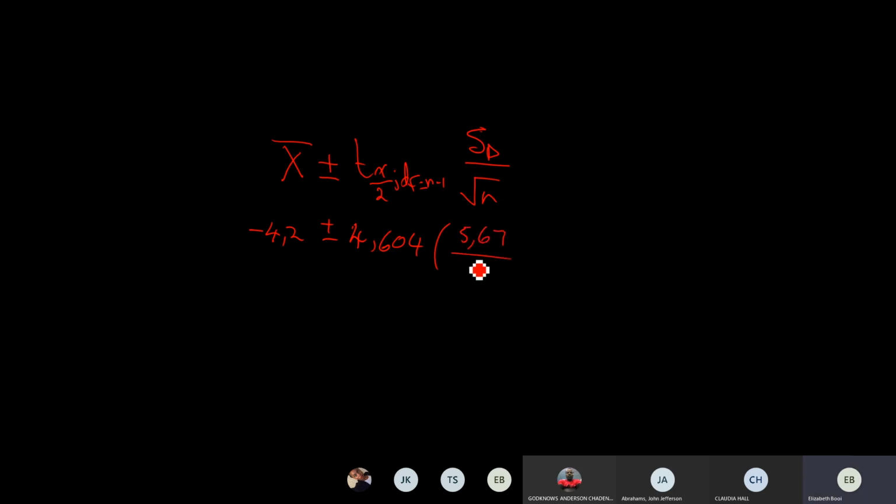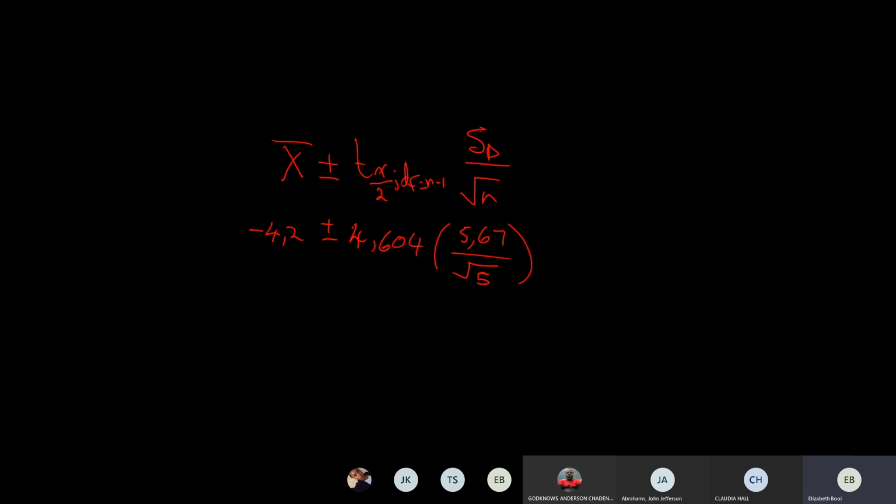I'm going to go black screen so I can write on the screen. We know the formula. It asks for the mean difference plus or minus our critical value, alpha divided by 2 and the degrees of freedom, which is n minus 1, times the standard deviation over the square root of n. We know what our mean is: minus 4.2 plus or minus our critical value. We found that was 4.604 times our standard deviation, which was 5.67, divided by the square root of n, and our n is 5.